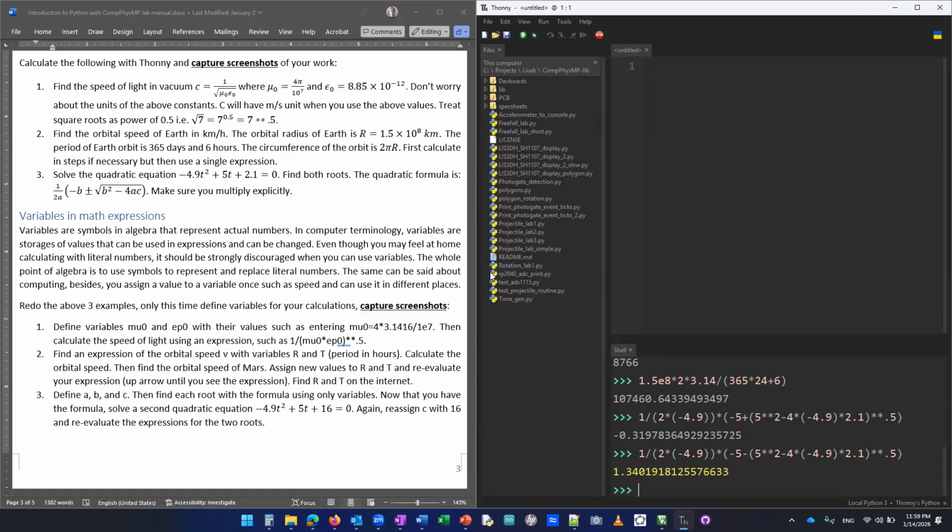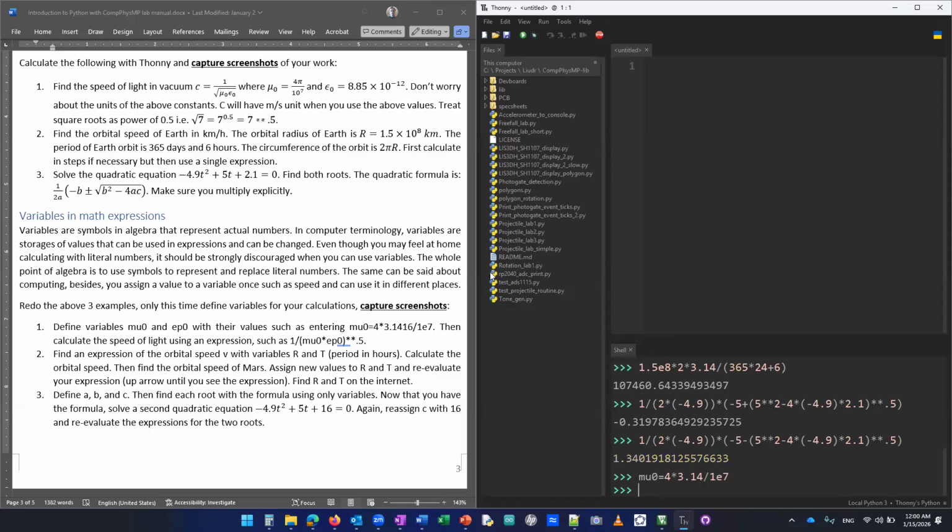We'll define a variable called mu0. There's just no Greek letter for that. Python does understand Unicode, but let's not worry about it. I don't even know how to enter Greek letters. So mu0 is 4 pi over 10 to the 7th power, so 1e7. So it's defined. It doesn't print out, but if you want, you just type out the name, hit enter. Okay, there's the number.